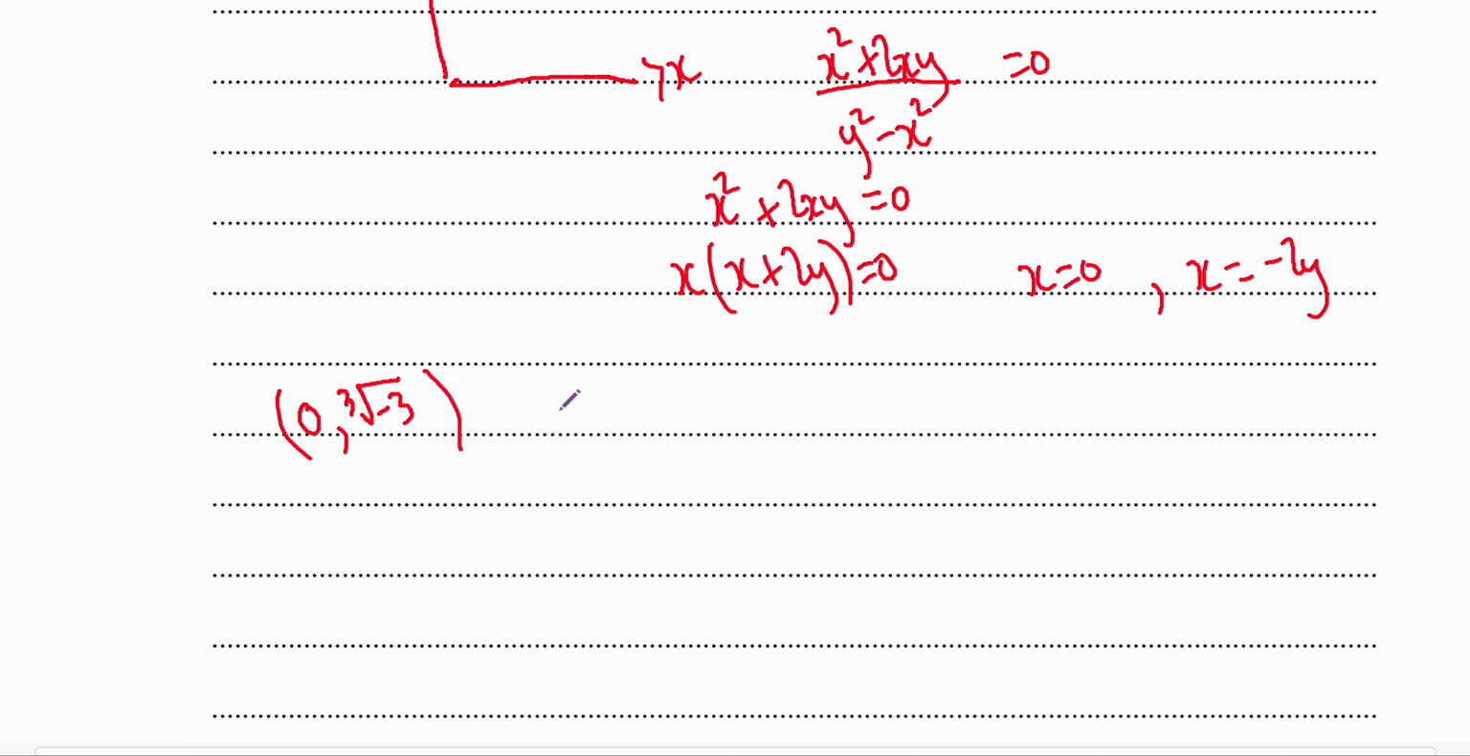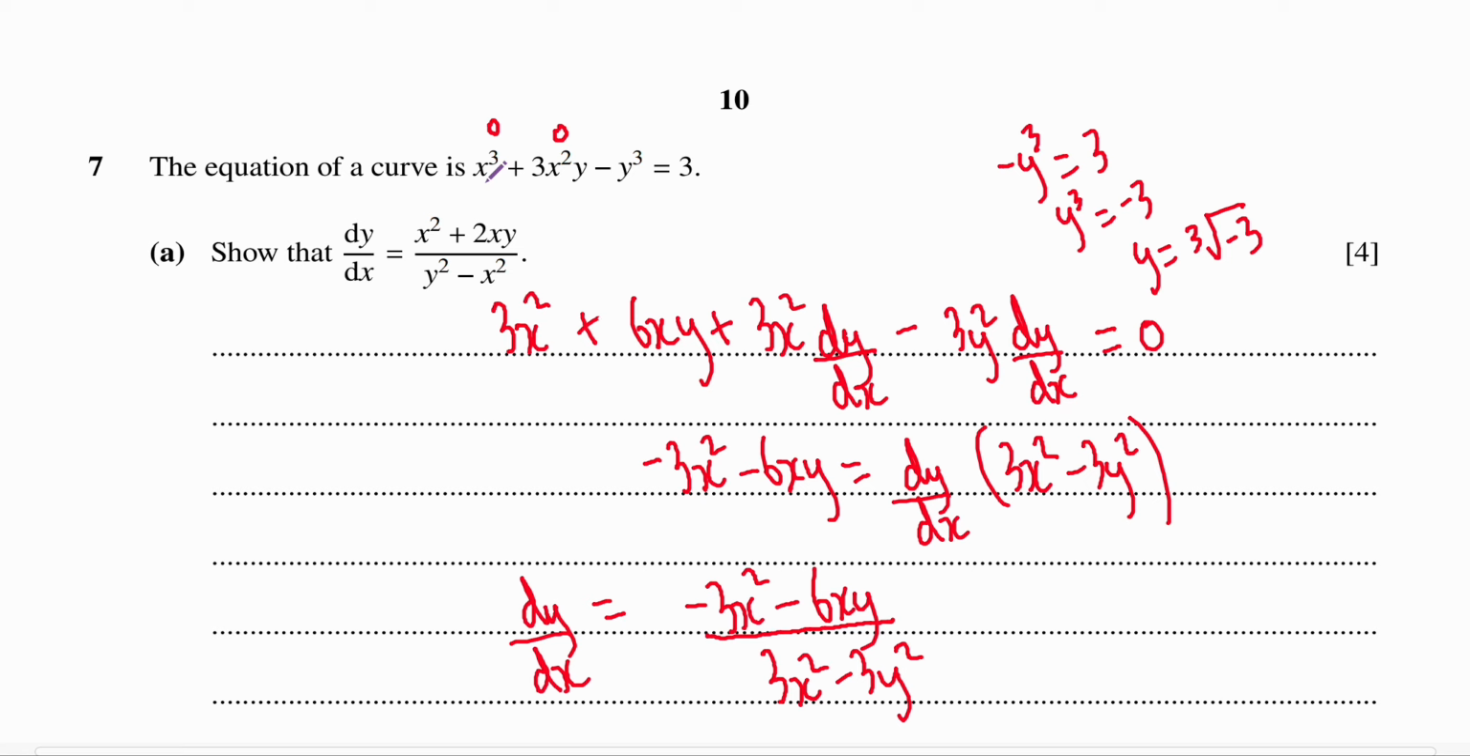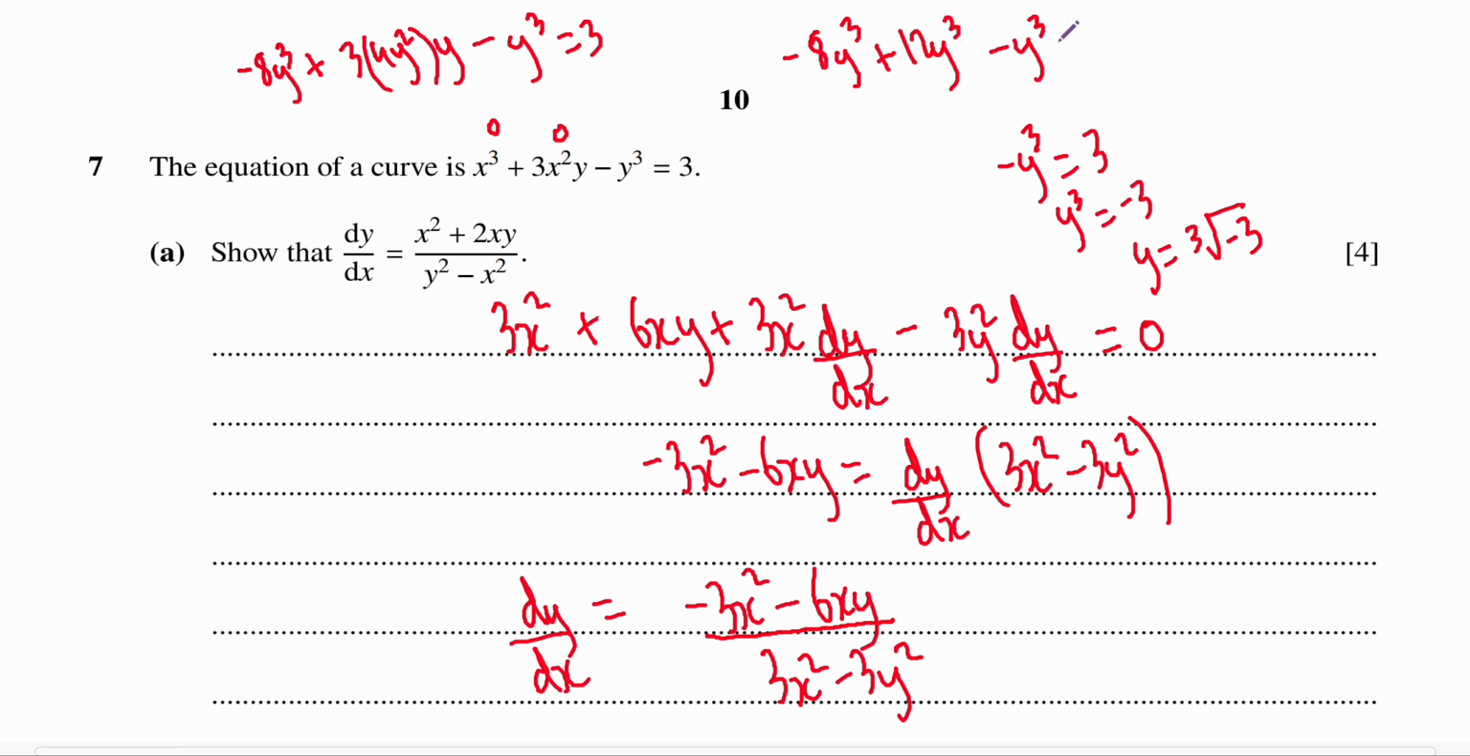And the other coordinate is from x equals minus 2y. Well, let's solve this equation. So x is equal to minus 2y. Well, if you put minus 2y in for x here, you'd get minus 2y cubed, which is minus 8y cubed, plus 3 times minus 2y squared, which is 3 times 4y squared, times y, minus y cubed is equal to 3. Well, now this equation is just in terms of y cubed, so we can solve that. So we have minus 8y cubed plus 12y cubed minus y cubed equals 3.